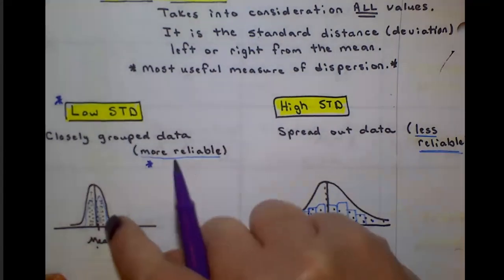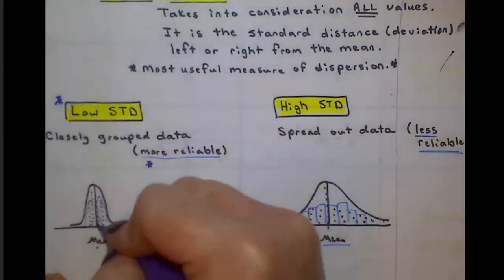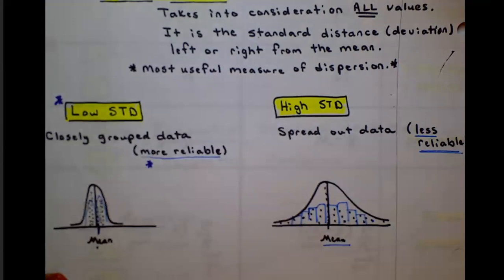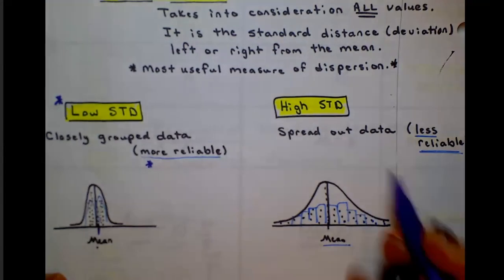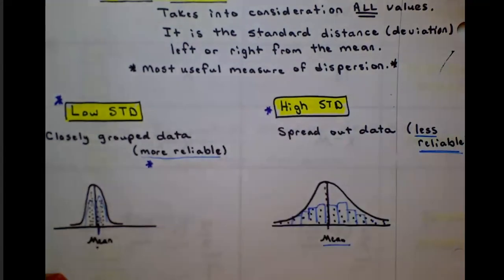Closely grouped data. So I put all these little data points that are very close to the mean. Here I put data points that go out far from the mean, which are away from the average. The spread out data would be less reliable. That's going to occur if you have a high standard deviation. That's going to be spread out more. So sometimes you're going to have to calculate the standard deviation and tell if it's reliable or not. So you really need this part of this information.